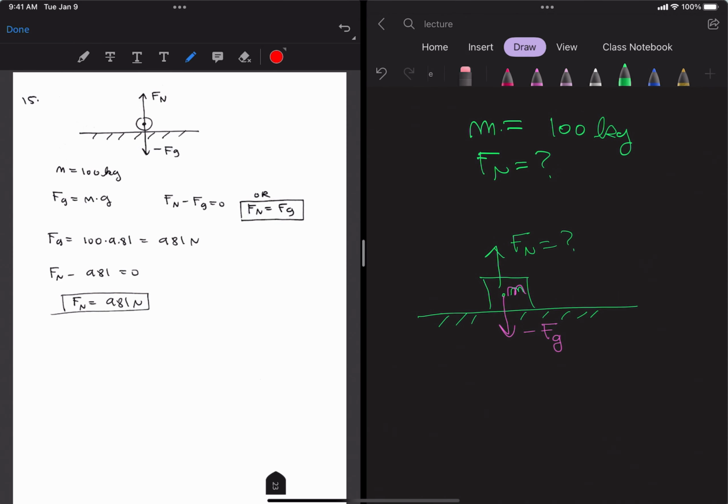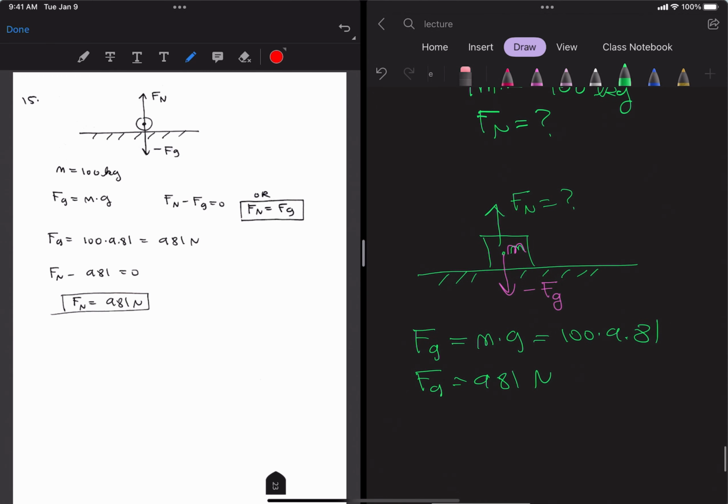So first, let's get the weight. So the weight of the object is going to be just mass times g, so that's going to be just 100 times 9.81. So the weight of the object is going to be 981 newtons. But what they want is a normal force. Luckily though, because this system is balanced, that must mean that the normal force is balanced in the vertical direction, or it's stationary in the vertical direction. The normal force is going to equal the weight. So the normal force is equal to 981 newtons also.